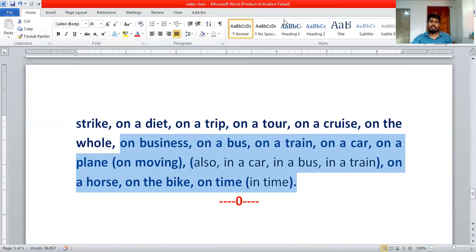So, dear learners, I think you have understood the use of preposition on. So in these cases, in the following cases that I have mentioned, we have to use the preposition on.